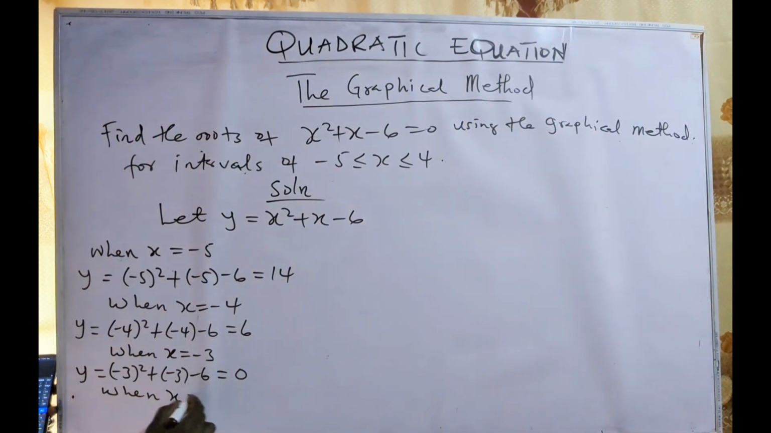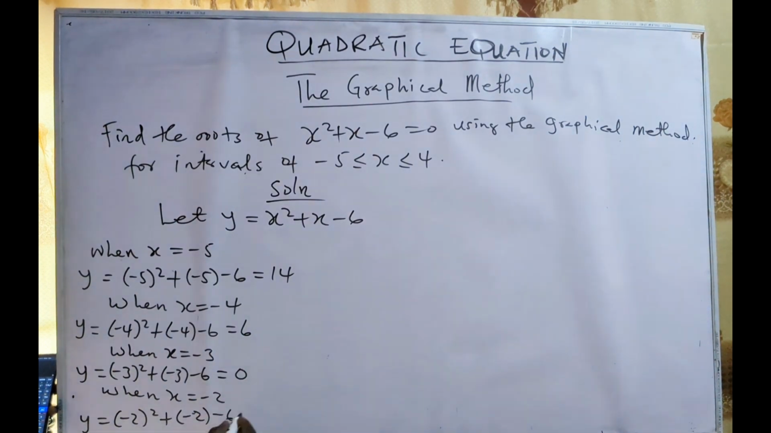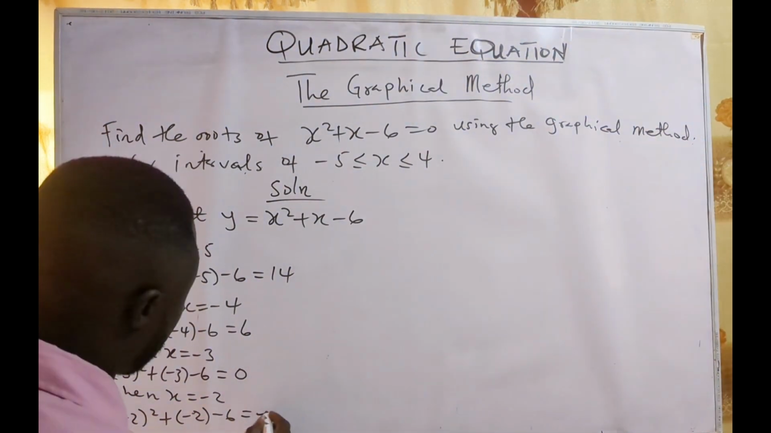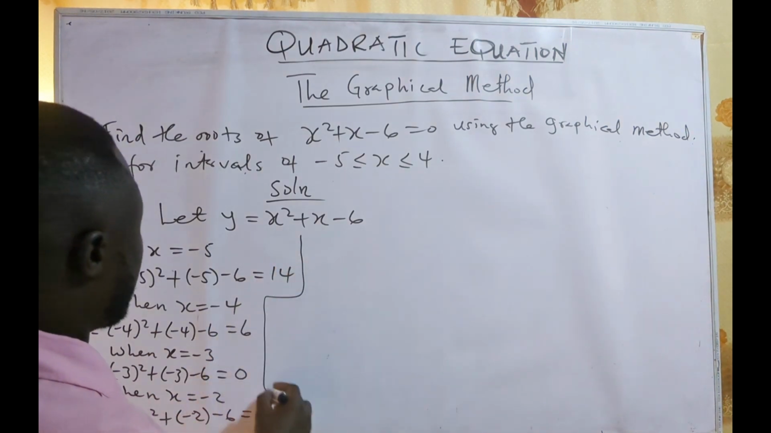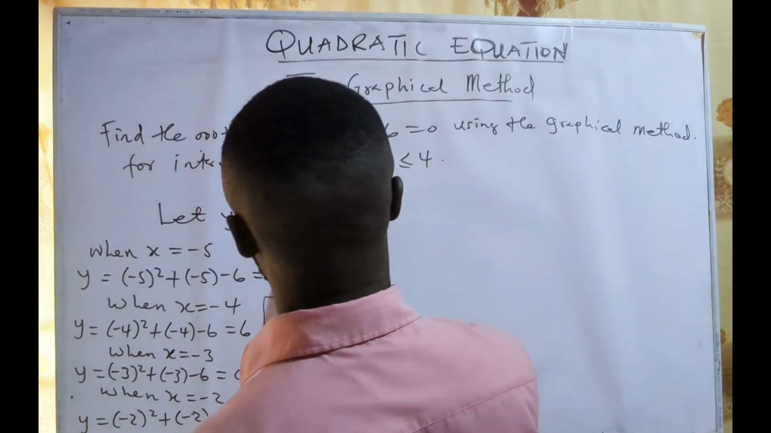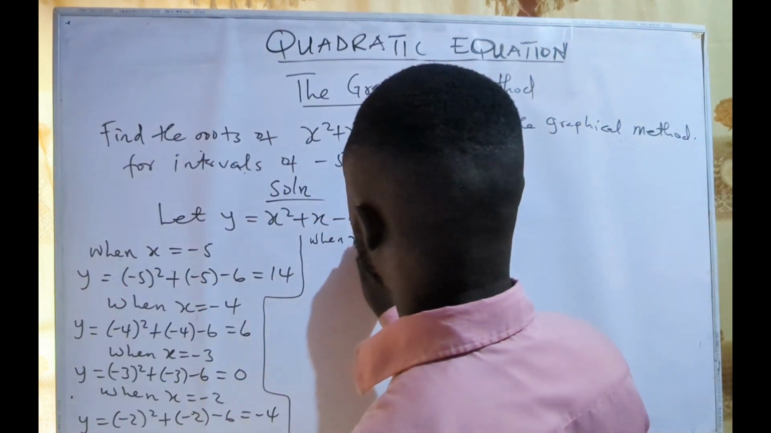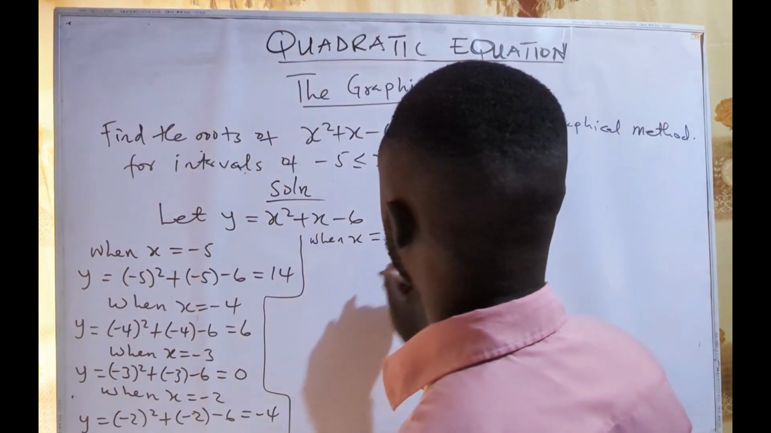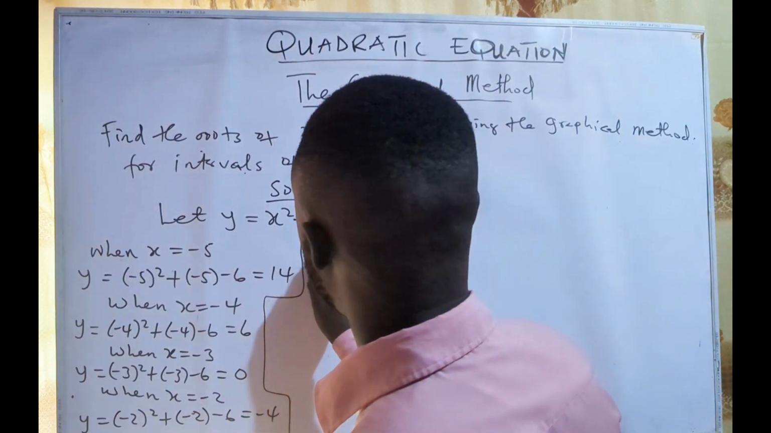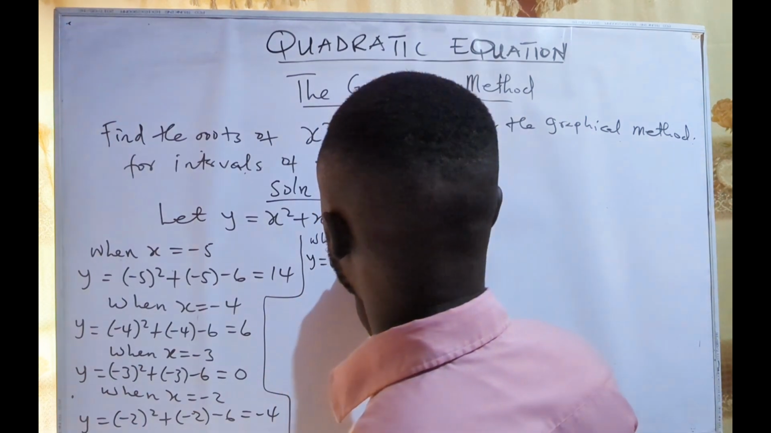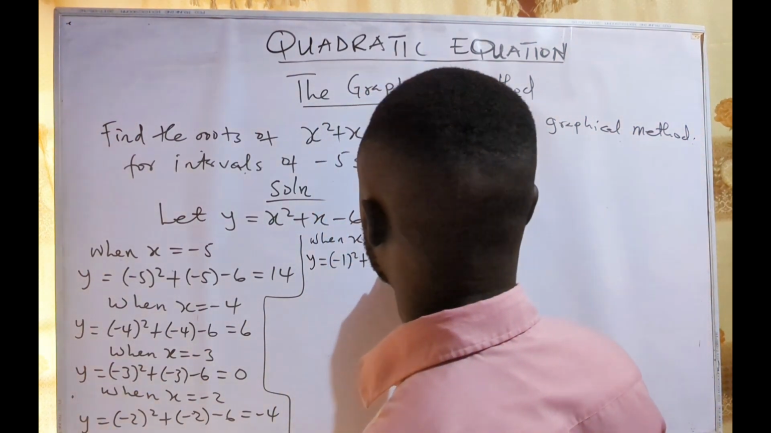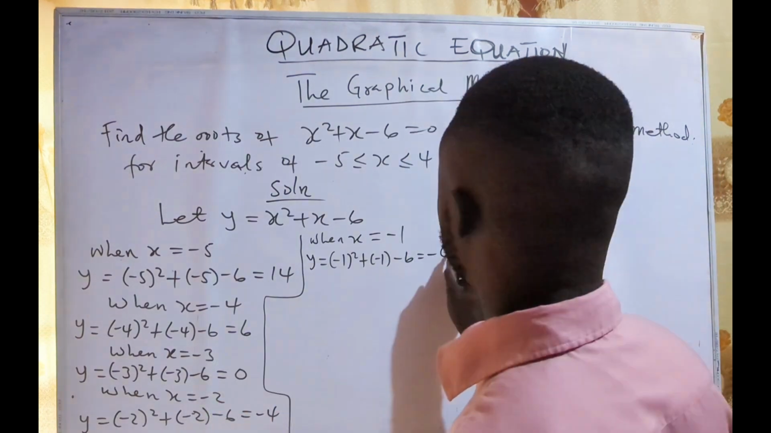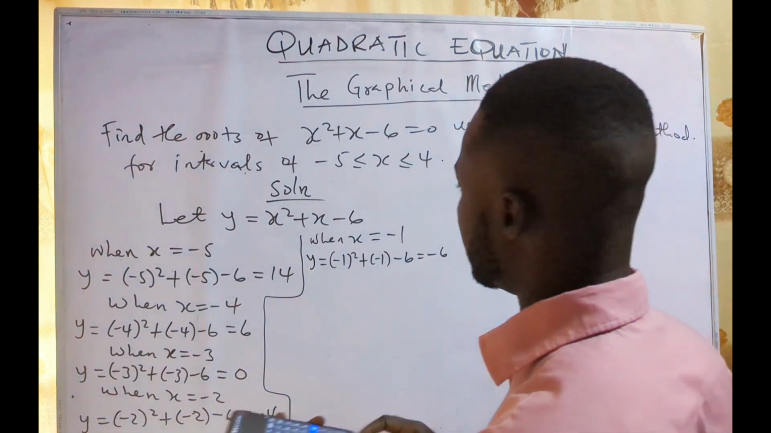Then when x is equal to -2, what will be my y? -2 squared plus -2 minus 6, and that will be equal to -4. Then when x is -1, our y will be equal to -1 squared plus -1 minus 6. And let's see what we get for y: -6. So when x is -1, y is -6.